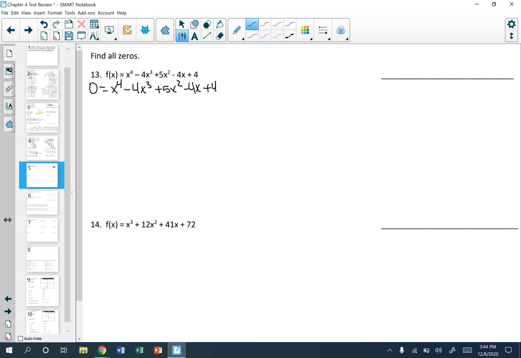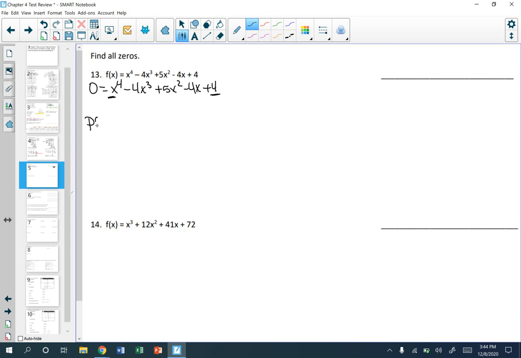Now, the first thing I would do is look: is there anything in common in each and every one of those? There's not. And I can't factor by grouping. This isn't a difference of 2 cubes. So I need to resort to the rational root theorem, which tells us what the possible zeros are. So I'm looking at the 4 and the coefficient here.